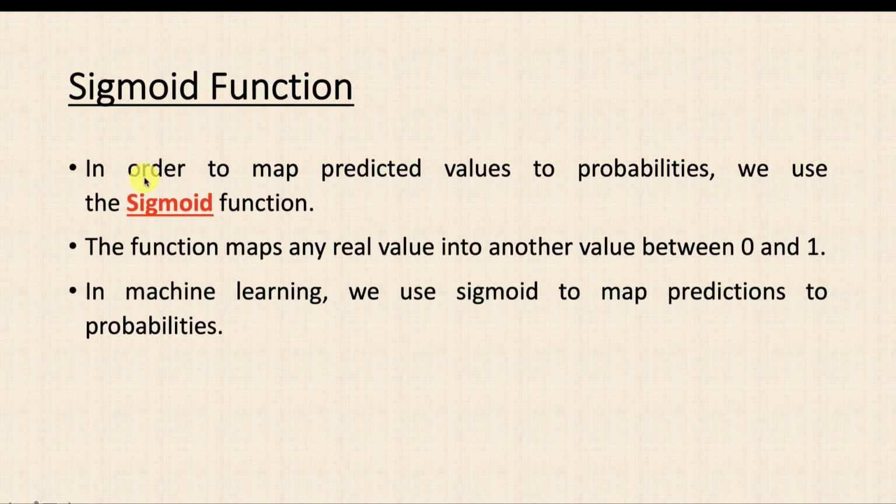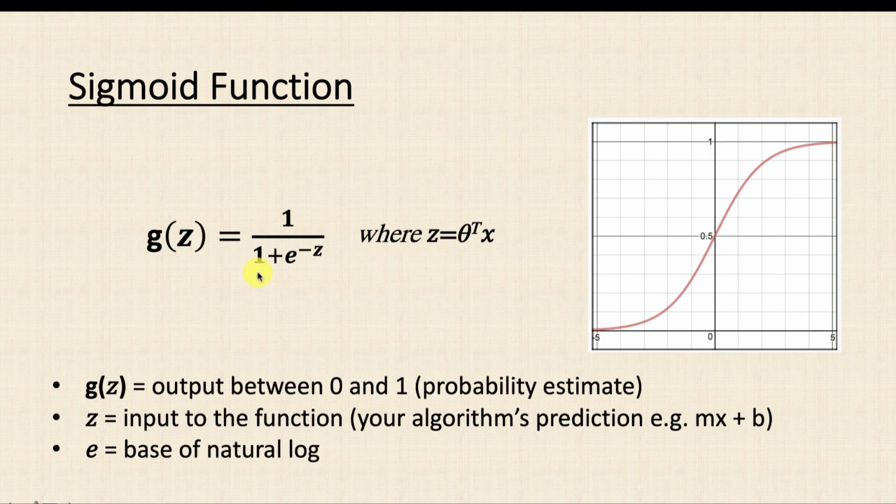Now let's talk about the sigmoid function. In order to map predicted values to probabilities, we use the sigmoid function. The function maps any real value into another value between 0 and 1 only. So in machine learning, we use sigmoid to map predictions to probabilities. Very soon we'll see one example in my next video, so you will get the idea how you can calculate the value using the sigmoid function and how you can predict the values. Here is the basic equation of the sigmoid function.